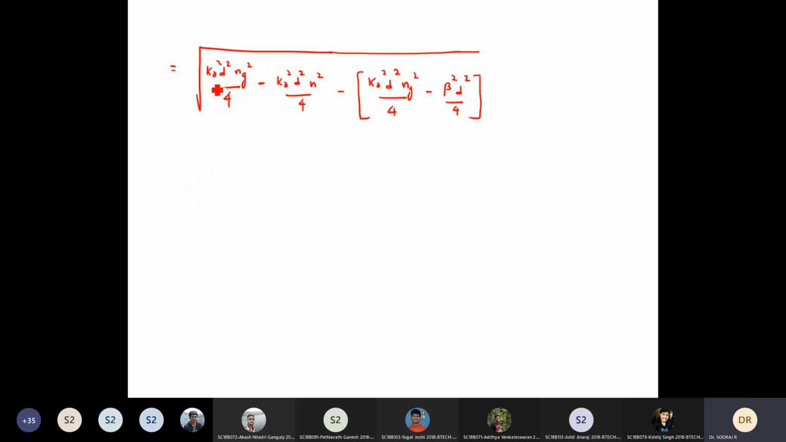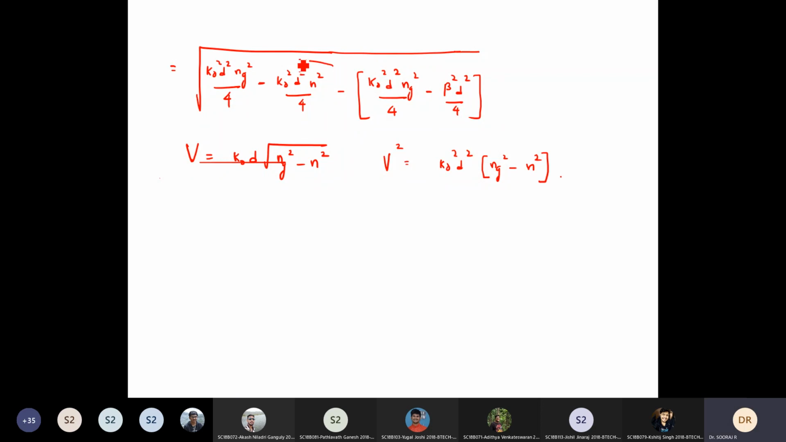Now what I'm going to do is this: k naught square d square ng square minus k naught square d square n square. I'm going to define a new parameter called V. So V is defined as k naught into d into root of ng square minus n square. Therefore, V square becomes k naught square d square into ng square minus n square.